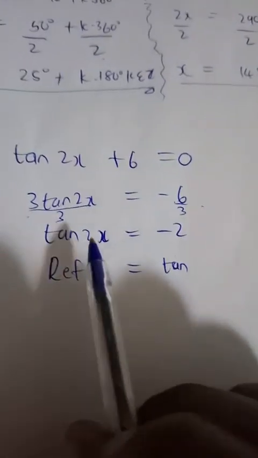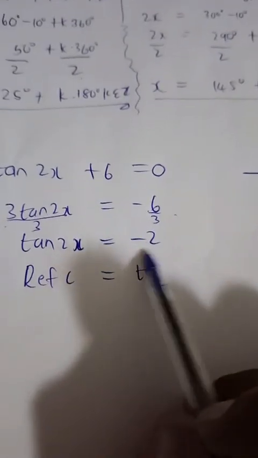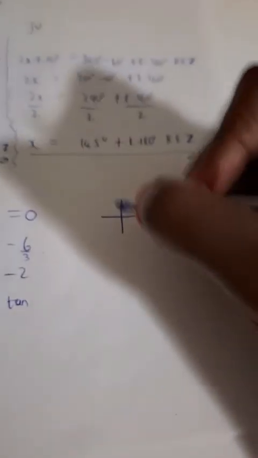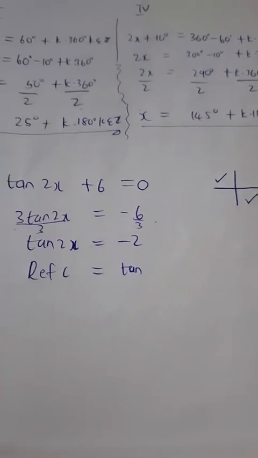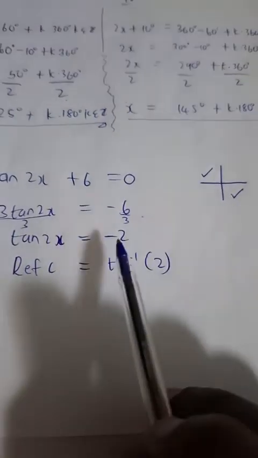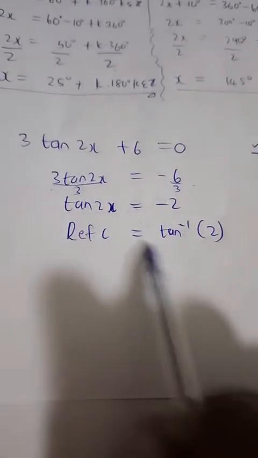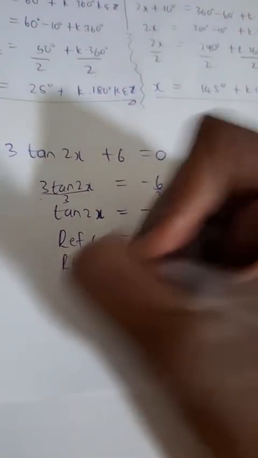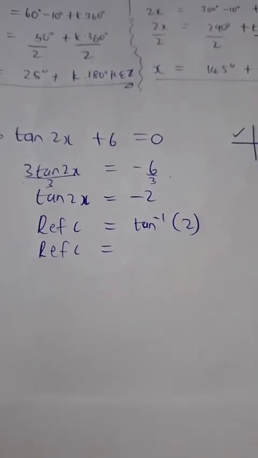Just before that, though, tan is negative in which quadrant? Where is tan negative, guys? Tan is negative in the second and the fourth quadrant. Then you take arctan of positive 2 because you've already accommodated the negative sign in the second and the fourth quadrant. Then inverse, tan inverse of 2. You guys tell me what's the reference angle? What's the answer of tan inverse of 2?